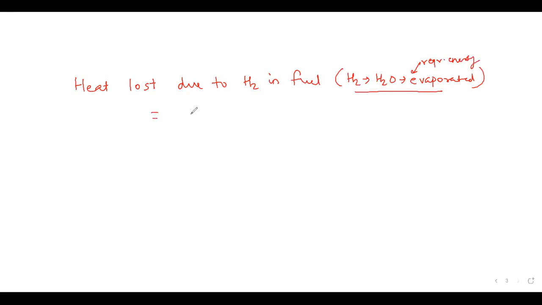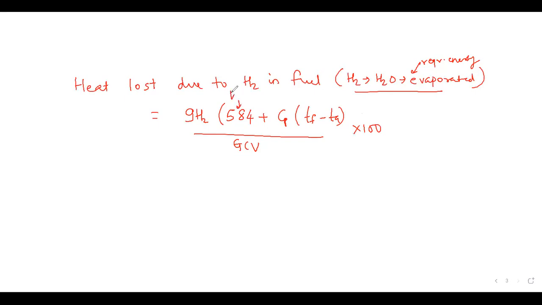The formula is 9 into H2, that is 9H into 584 plus Cp into temperature of the flue gases minus temperature of the ambient, upon GCV into 100. This formula is in kilocalories per kg. So Cp is also to be taken in kilocalories per kg, and this is Cp of steam, which is 0.45 kilocalories per kg.